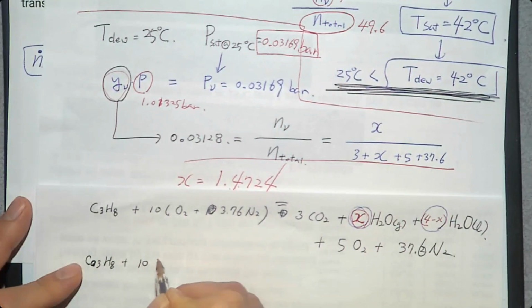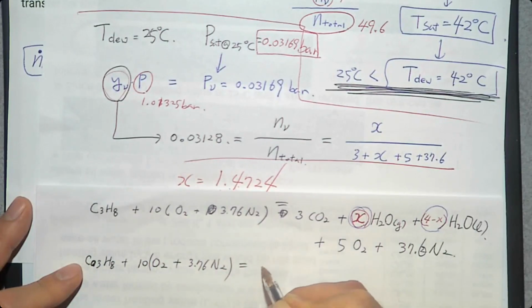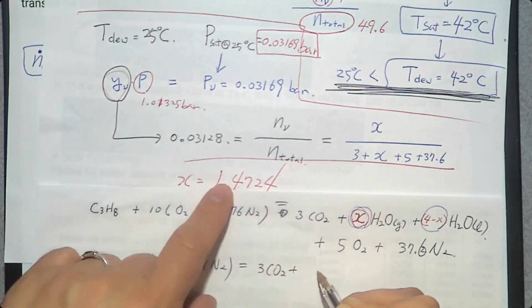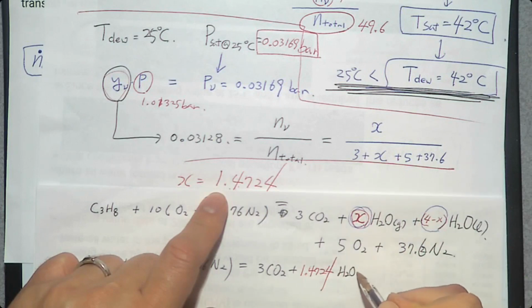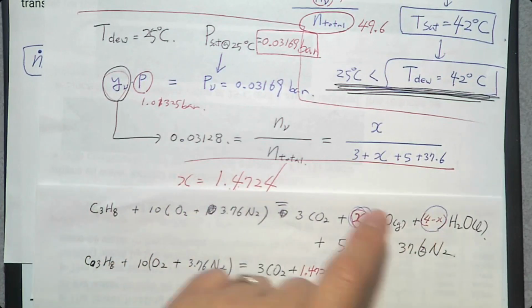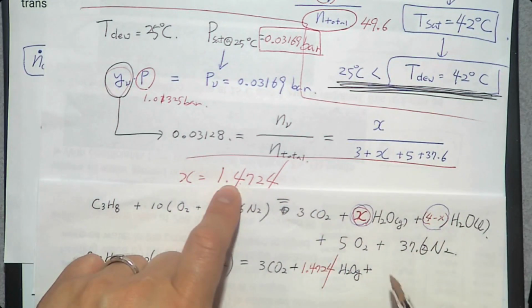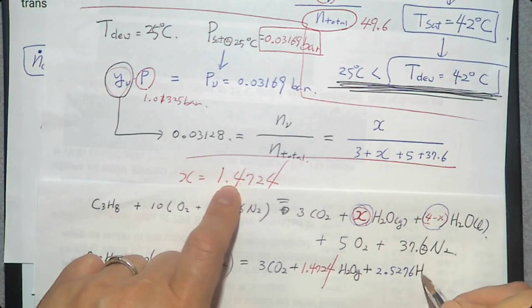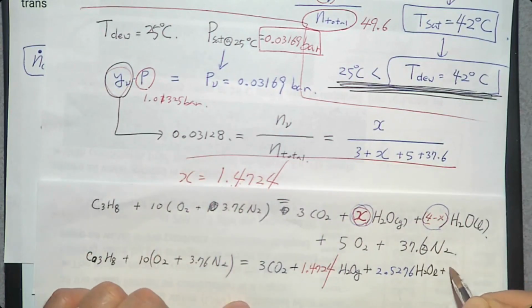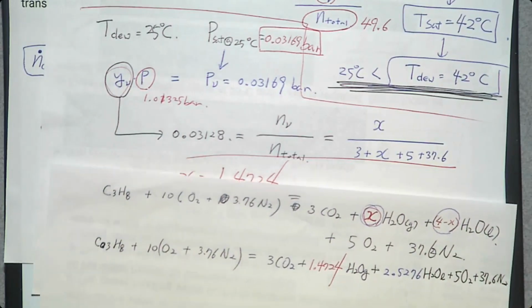C3H8 plus 10 oxygen plus 37.6 nitrogen is going to be 3 times carbon dioxide plus this one, 1.4724 water vapor, plus liquid water, 4 minus this number, 2.5276 water, but this one is liquid, plus 5 oxygen plus 37.6 nitrogen. So that is the balanced reaction equation.